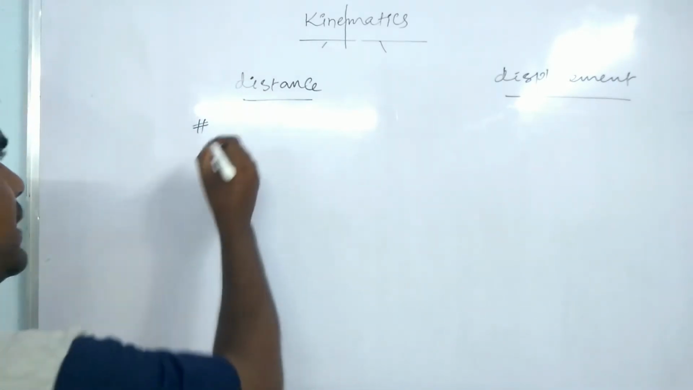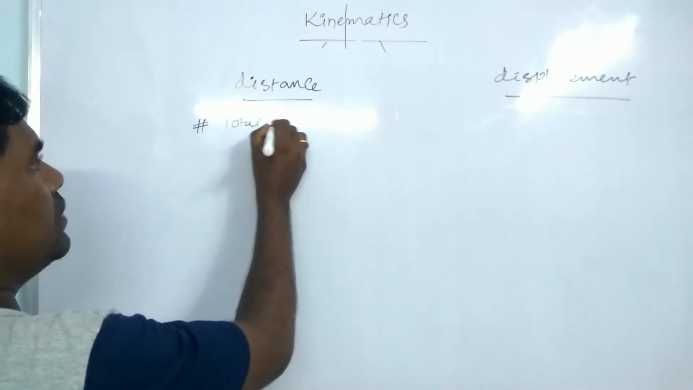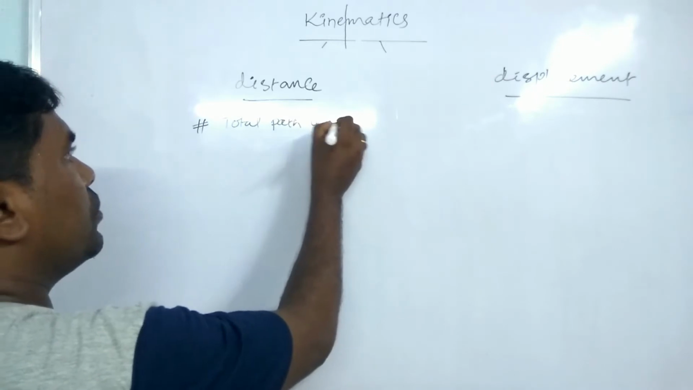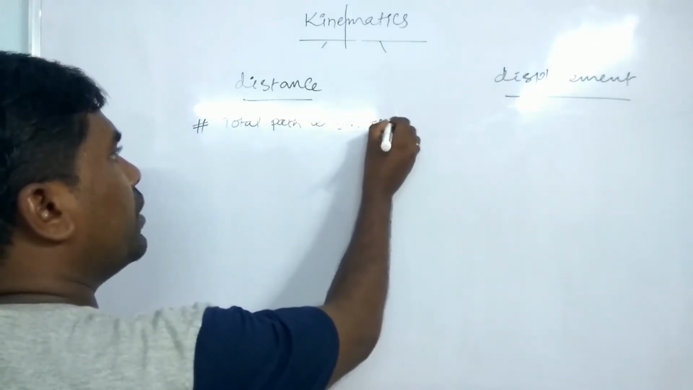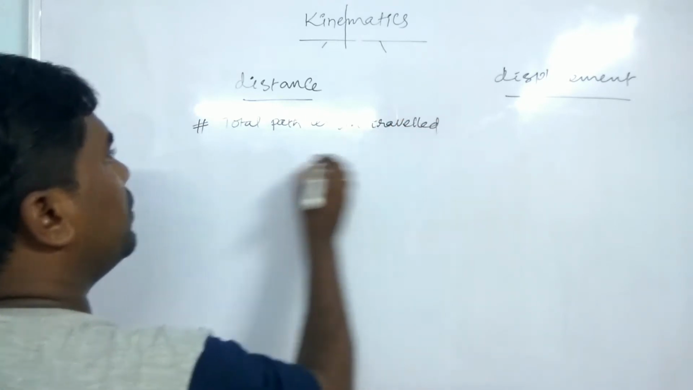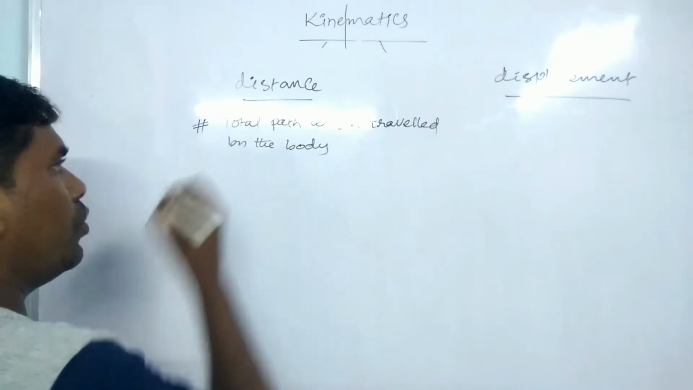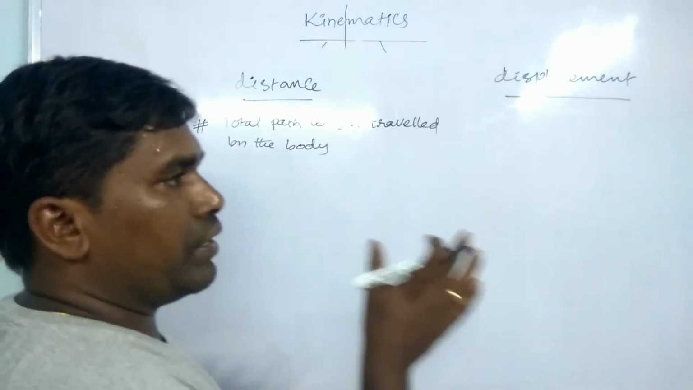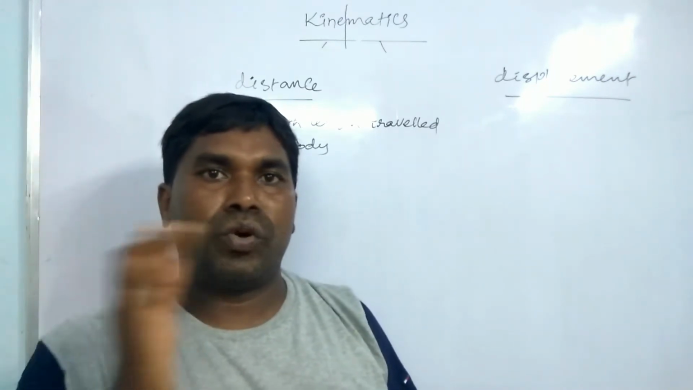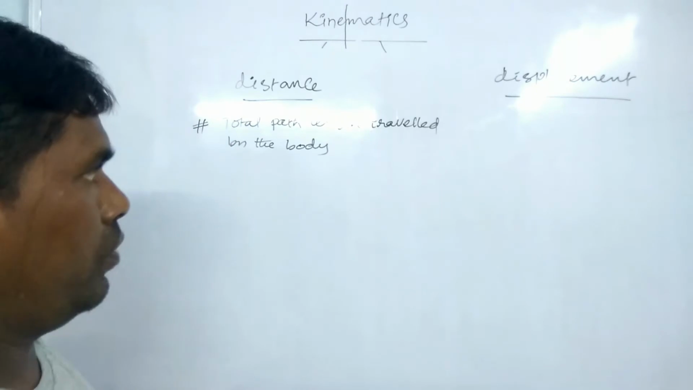So distance is the total path length traveled by the body. If a body is moving, how much total actual path length is traveled, that is the distance of an object.